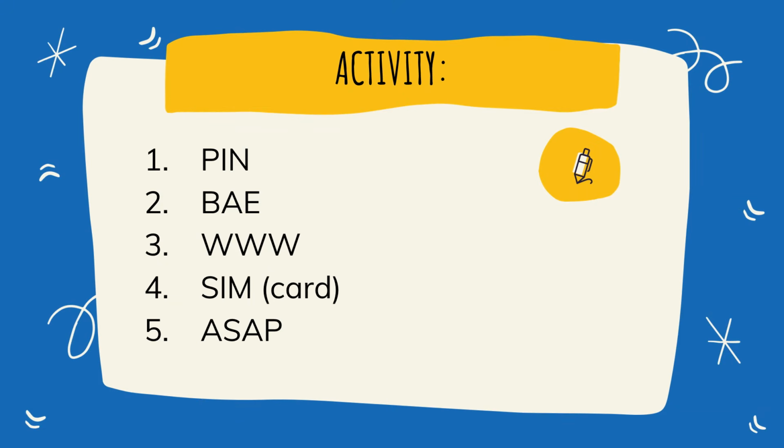This time, I have here some acronyms. Can you figure out the meaning of these acronyms? Number 1 is PIN, number 2 is BAY, number 3 is WWW or triple W, number 4 SIM, as in SIM card, and number 5 ASAP. All right, let's find out the answers.